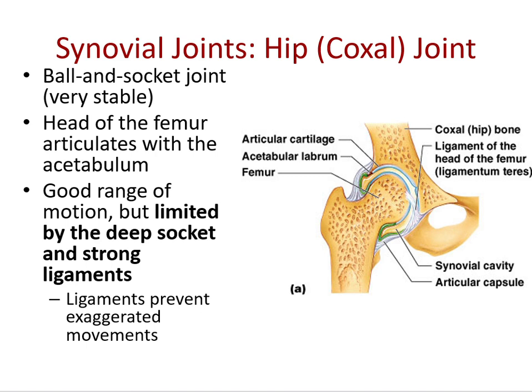Now, another ball and socket joint is the hip, or coxal joint. This is very stable because the socket that we find in the hip bone fits very well to the head of the femur. So we still have a good range of motion. It's a ball and socket joint, so it's going to have multiaxial movement. But because the two articular surfaces, or bone ends, that come together fit well, we are going to be sacrificing a little bit of movement. There are also really big tendons from big muscles and ligaments that are going to prevent exaggerated movement at the hip joint.